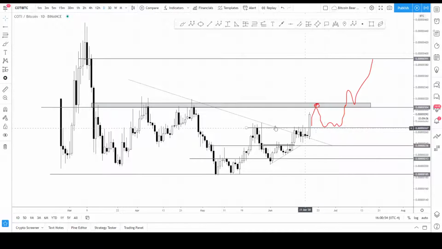Really good solid project with lots of good FA, but the chart also looks really clean. So when you have both of those line up, it's usually pretty good.